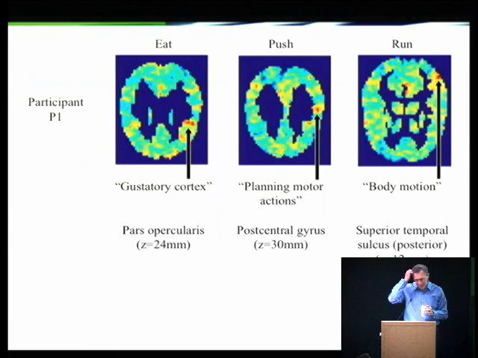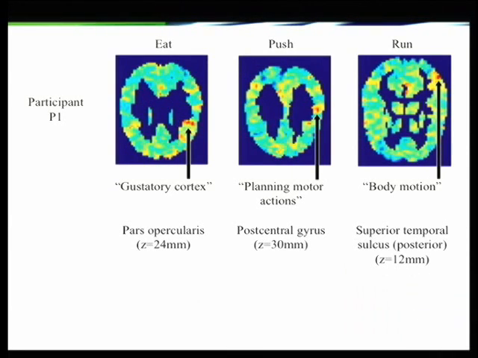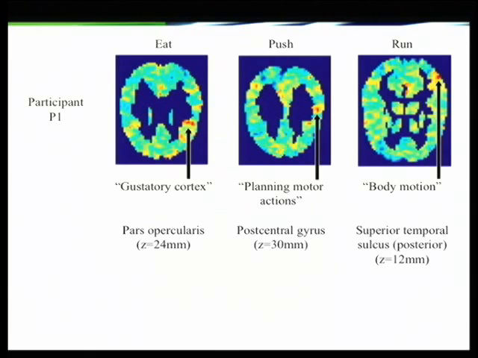So we did that. And here, for one participant, were the learned coefficients for, let's start with the verb eat. So you see that blotch of activity for the learned coefficients for eat, that's in a region called right pars opercularis that some people call gustatory cortex, because this is the part of your brain that's activated when you taste things. So we never told that to the program. We never even told the program anything about physical adjacency of voxels.